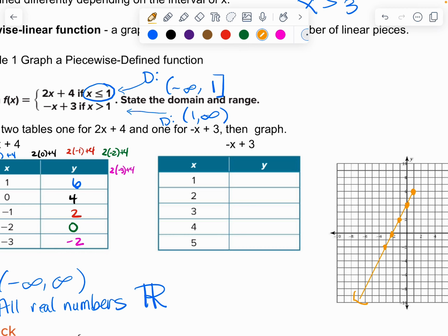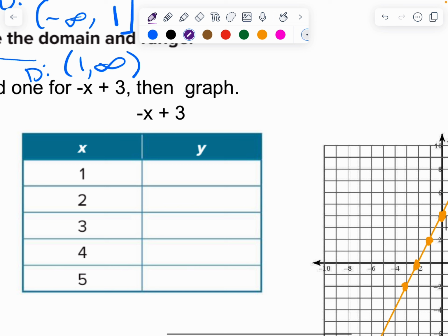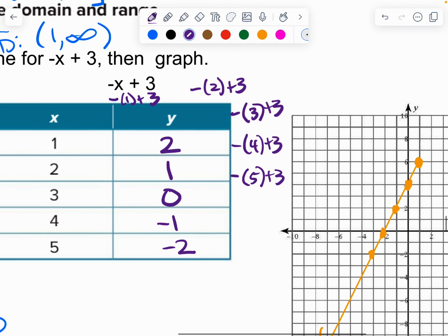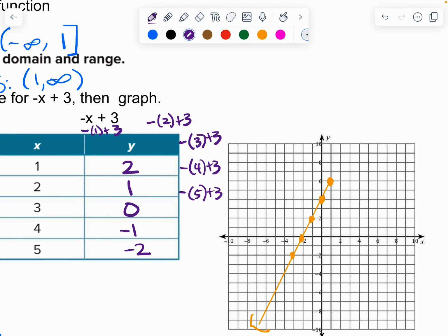Then I'm going to come over here and do these. Negative 1 plus 3 will get me 2. Negative 2 plus 3 is going to get me 1. Negative 3 plus 3 is going to get me 0. Negative 4 plus 3 is going to get me negative 1. And negative 5 plus 3 is going to get me negative 2. So now I'm going to do this one. So 1, 2.